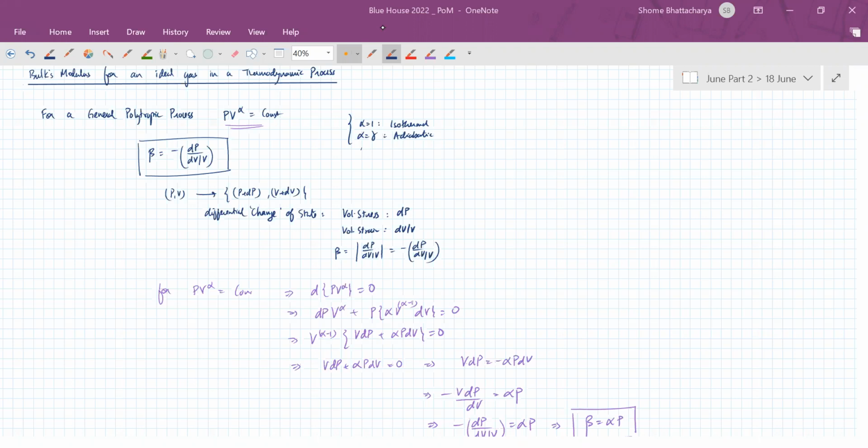Sir, the minus here is for the compression, right? The minus is there because of the modulus sign. When dP is positive, dV should be negative. When you remove the modulus sign, there will be a minus because dP and dV will have opposite signs.